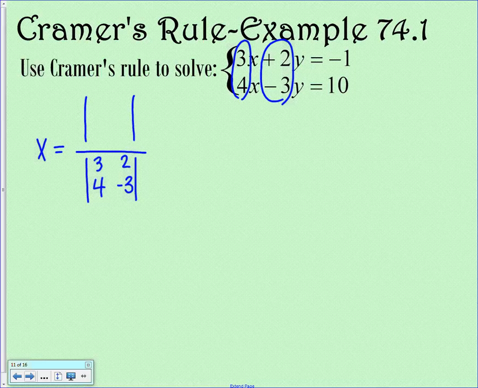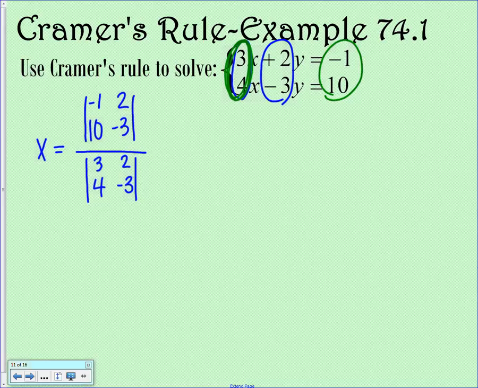Now on this one, we are solving for x. So instead of using this 3 and 4 here, we're going to use the negative 1 and the 10. So negative 1, 10, and then the 2 and the negative 3 are still the same. The reason we replaced the 3 and the 4, those are the coefficients that are in front of your x, and we're solving for x.